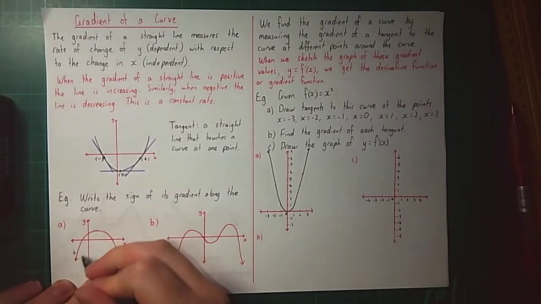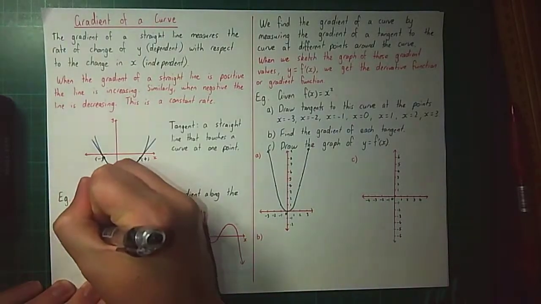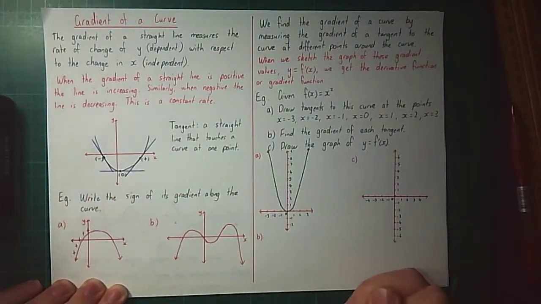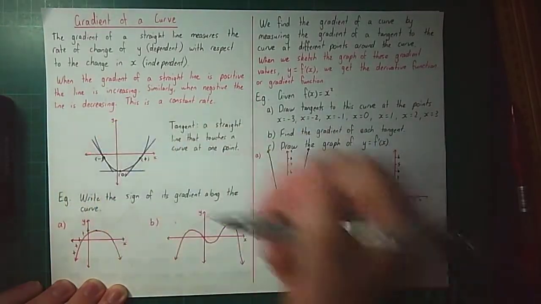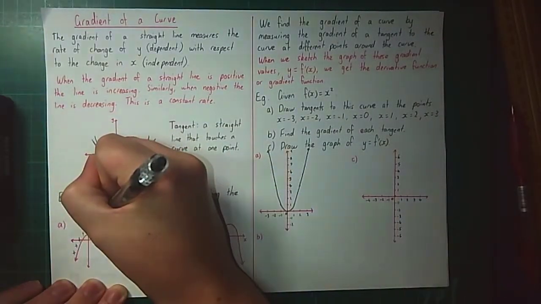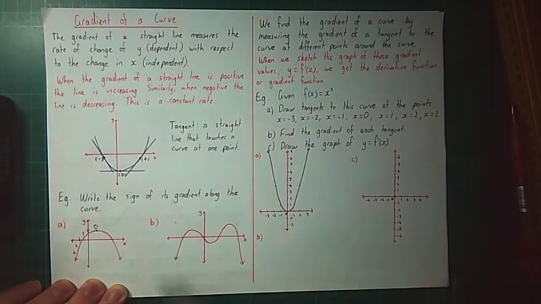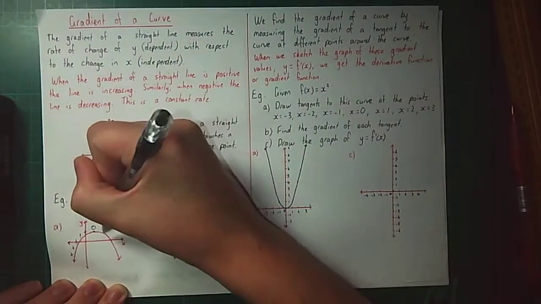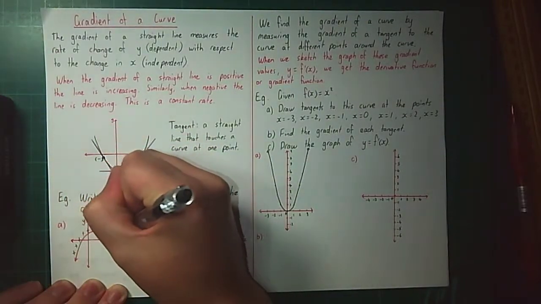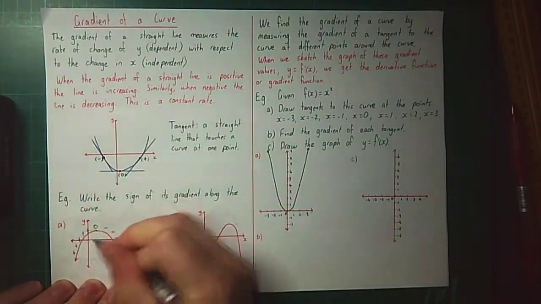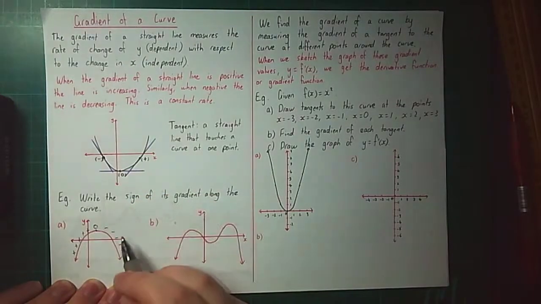And it's going to be that way all the way up this curve. It's just going to be a positive gradient up until the point here where it maxes out. So that's going to be 0. And then it changes, and if we were to do a tangent, it would be negative all the way down here. So that means we're going to have positive up this way with no gradient here, and then negative down this way.